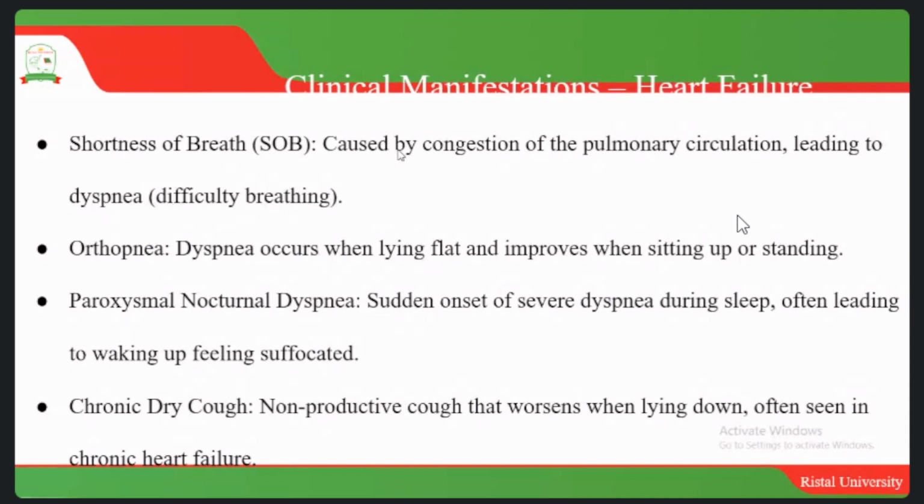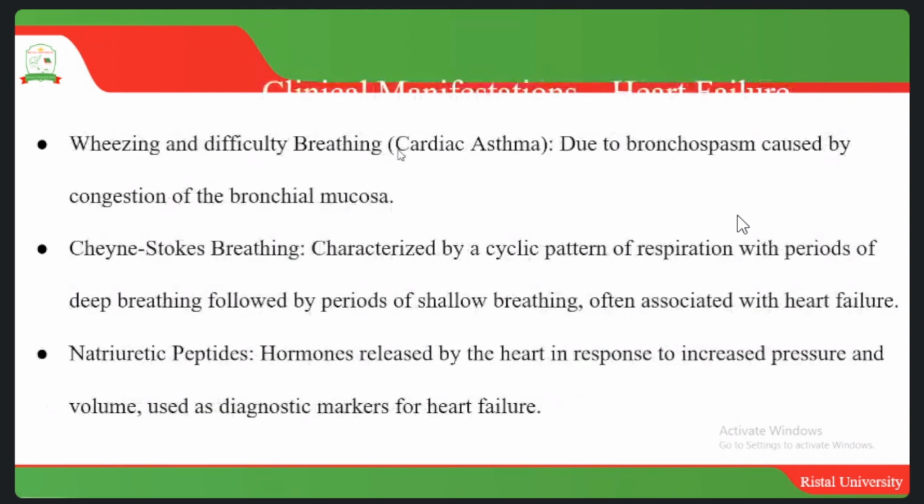The patient has no discomfort during the day, but when he gets on bed, he starts complaining that he's not feeling well, he's not breathing well when he's asleep or when he gets in bed, often leading to waking up feeling suffocated. The patient will not have a comfortable sleep and always keeps waking up. Then chronic dry cough, that is a non-productive cough that worsens when lying down, often seen in chronic heart failure. So in chronic heart failure, these patients always present with that kind of cough.